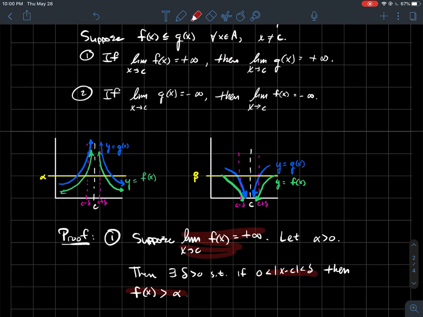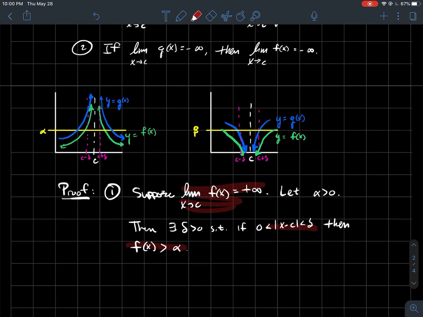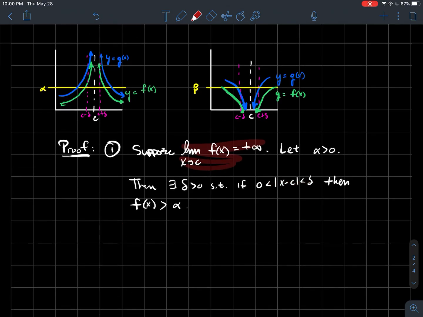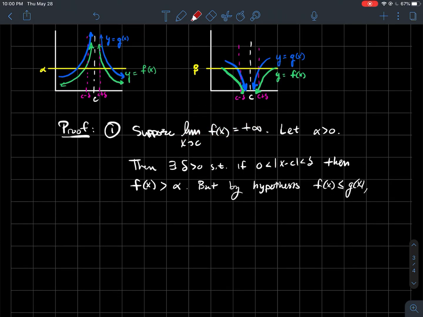And so here's where I'm going to use the fact that g of x is always larger than or equal to f of x. So g of x can just go on this side of that inequality. In particular, by hypothesis, f of x is less than or equal to g of x. Therefore, g of x is also larger than that alpha, again, whenever your x's are within that delta of c.